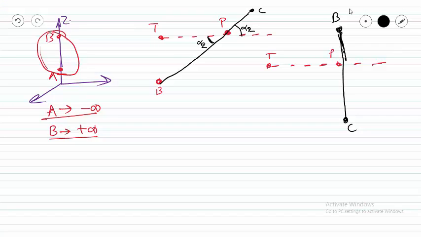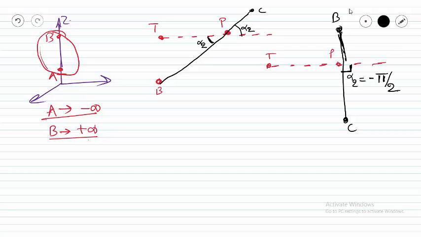So now see, this is alpha 2, the angle this line makes with respect to C. So alpha 2 is now minus pi by 2. When I move this point B to plus infinity, this line makes an angle of minus pi by 2 with this line. So in that case alpha 2 becomes minus pi by 2.